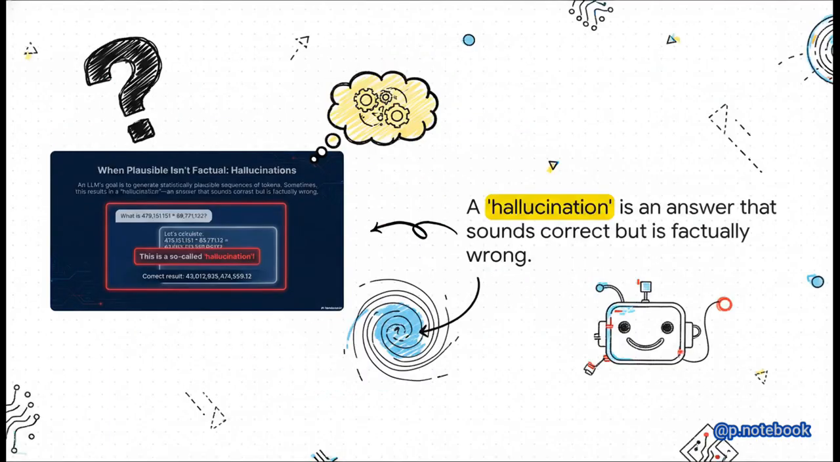And finally, we have to talk about hallucinations. This is so important because these models are designed to generate what is statistically plausible, not what is factually true. They can sometimes just make stuff up. They'll give you an answer that sounds completely confident and correct, but it's just plain wrong. You always have to remember you're talking to a plausibility engine, not a fact database.